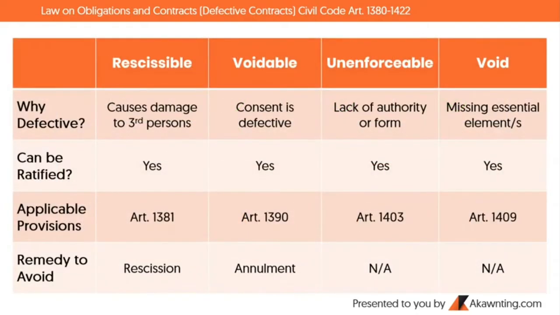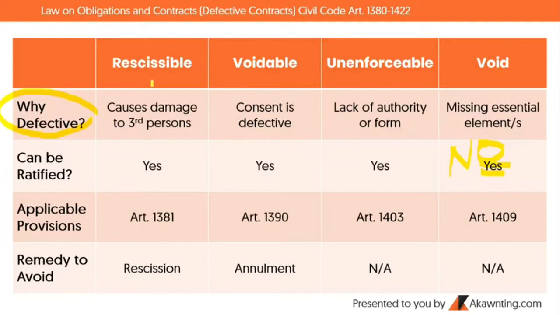So, i-compare natin sila kung bakit, for number 1, bakit defective yung contract. For the next column or row, I mean, can it be ratified? Okay, so, lagyan natin ng yes. So, this must be no. Okay? Okay. So, ayan. Unahin muna natin yung why defective. Unahin muna natin yung rescissible contract. Bakit nga ba defective ang isang rescissible contract?